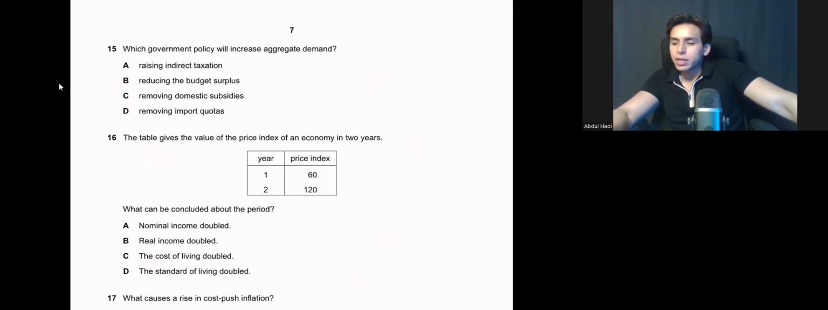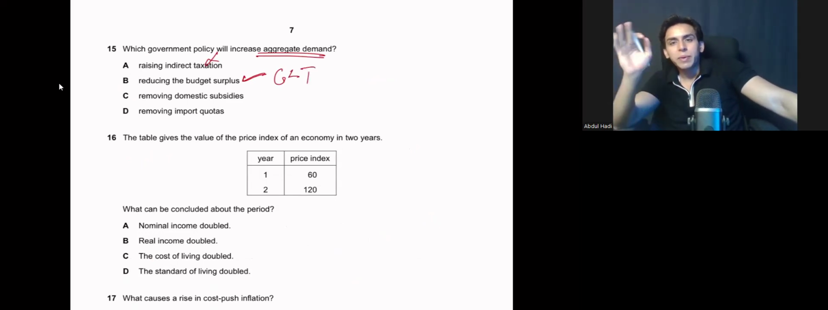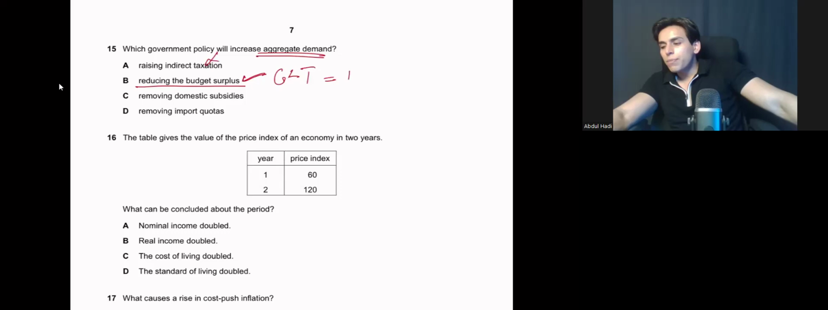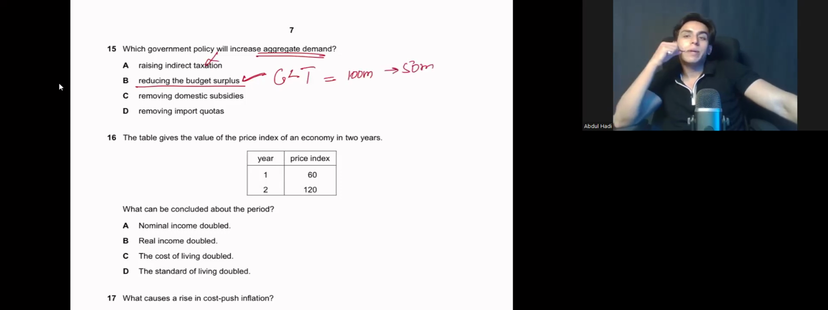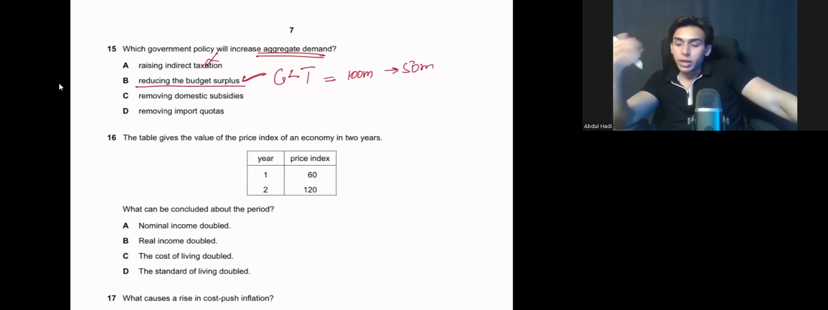Which policy will increase aggregate demand? Raising indirect taxes? No. Reducing budget surplus? Yes. Because budget surplus is the difference between government spending and tax revenue. By budget surplus, I mean that government spending is less than tax revenue. We are earning more tax and spending less. So this statement means that previously your surplus was 100 million and now your surplus is only 50 million, which means that you have spent an extra 50 million in the country. So when you spend more, your aggregate demand will rise.